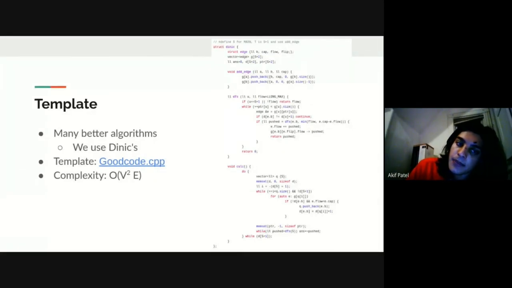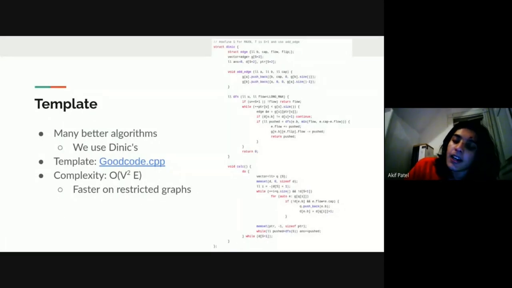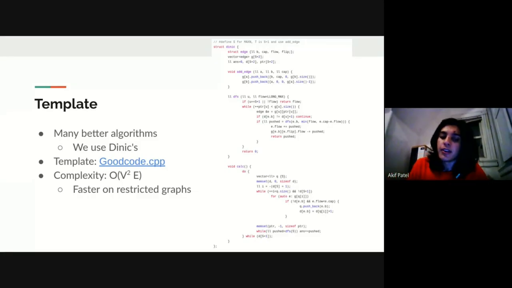However, on various restricted types of graphs, for example, if you let the graph only have unit size edges or things like that, Dinic's can have much, much better complexity. And that's one of the things we find really attractive about it as our template, because a whole bunch of different problems have different types of restrictions that you can apply to your graph. Dinic's can really work like a one-size-fits-all in many cases, and that's very nice to have.